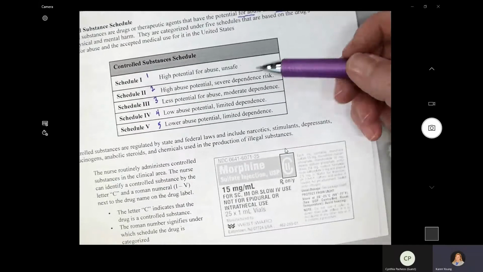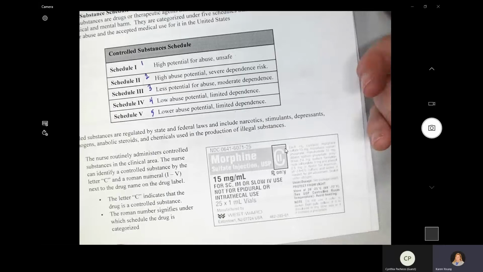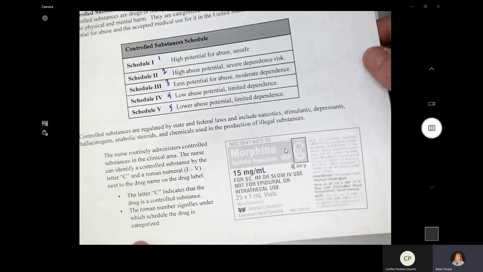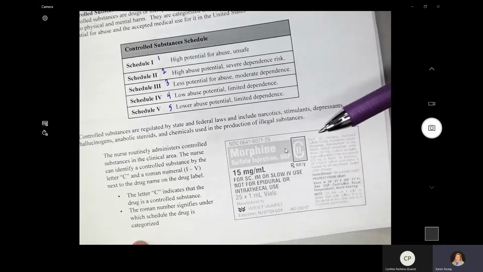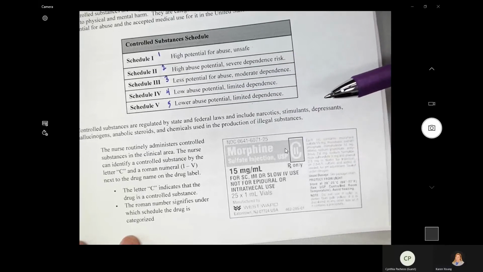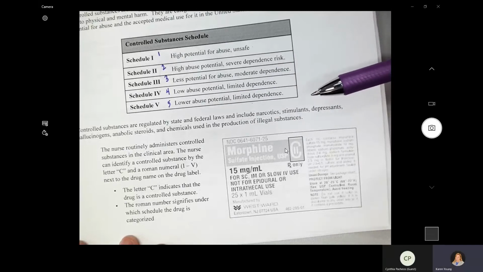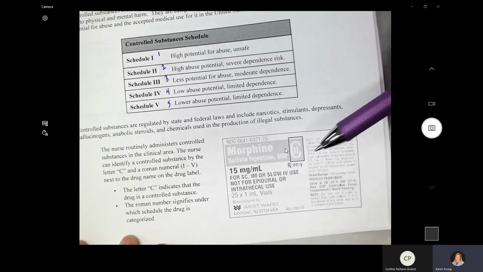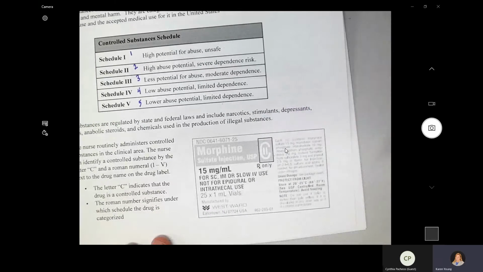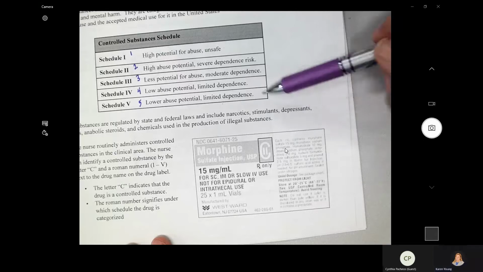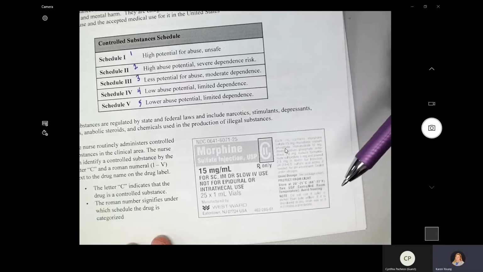But controlled substances are regulated by the state and federal laws and include narcotics, stimulants, depressants, hallucinogens, anabolic steroids, and chemicals used in the production of illegal substances. It seems like we get more and more controlled substances every year with people using them in a way they're not supposed to. To identify a controlled substance is with the capital C with the Roman numerals in the middle. So morphine is a Class 2 narcotic or a Class 2 controlled substance.